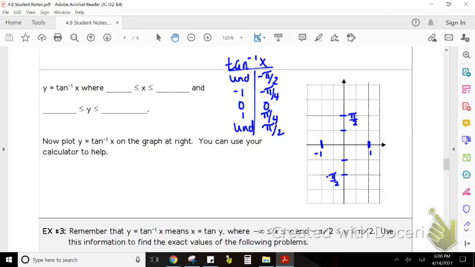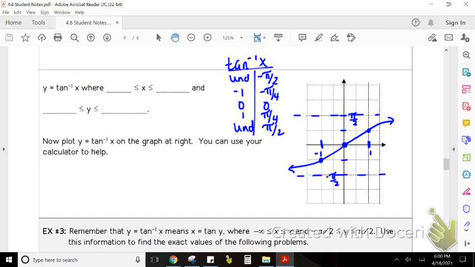Now I know what my negative and positive pi over 2 are, so it's undefined, so it's going to be my horizontal asymptotes. And then I can just plot my other points. Negative 1 is negative pi over 4, 0, 0, and 1 is pi over 4. We're going to connect those, and they're going to be shaped by our asymptotes here. So it's going to be a little curved line, and it's going to keep going.